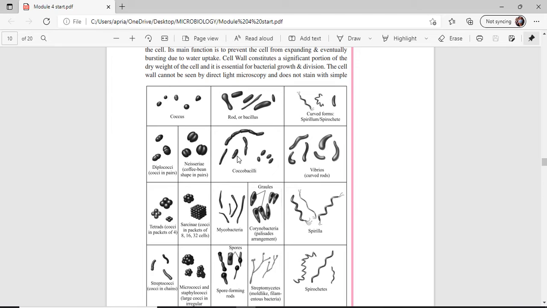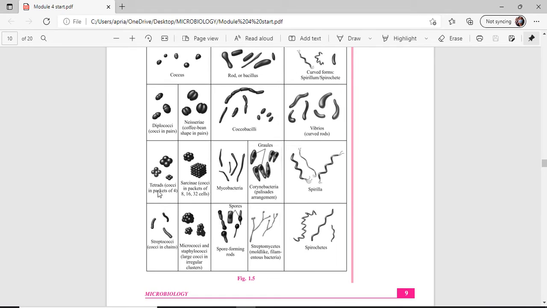May pagka-oval siya and also rod. Then you have your vibrio, curved rods, your tetrads, your sarcinia. Okay, your mycobacteria, your corynebacteria, your spirillia, okay, your streptococci, naman yung tsura sa microscope, gatirin-tirin na sila, your micrococci and staphylococci, and your spores. Okay, the bacteria is inside sa mga spores nila. Okay, gina-encase siya.